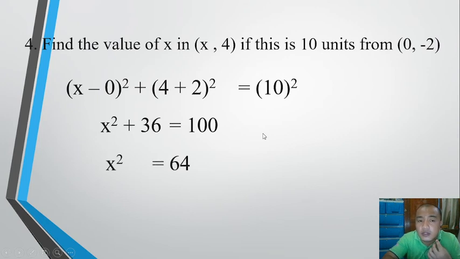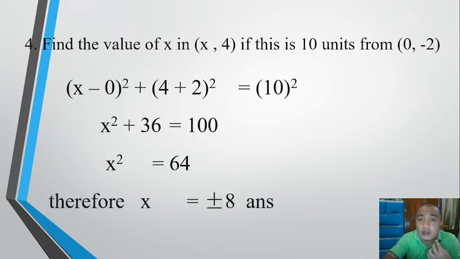Then subtract both sides by 36. 100 minus 36 is 64. Then get the square root of both sides. x is equal to positive or negative 8. So x can be positive 8 or negative 8. Still, the distance from (0, -2) is positive 10.